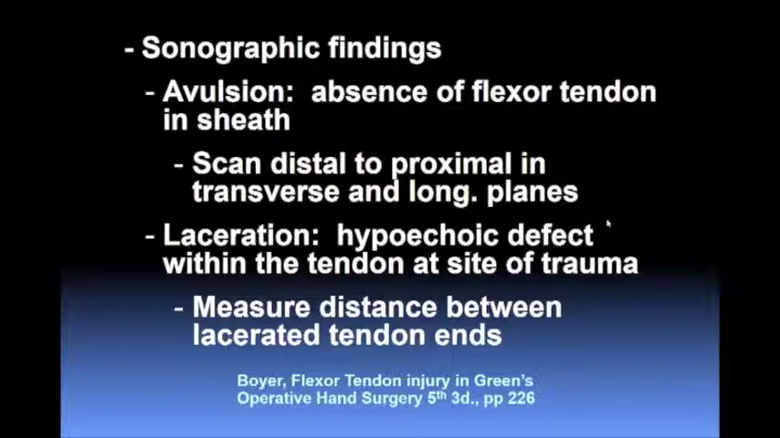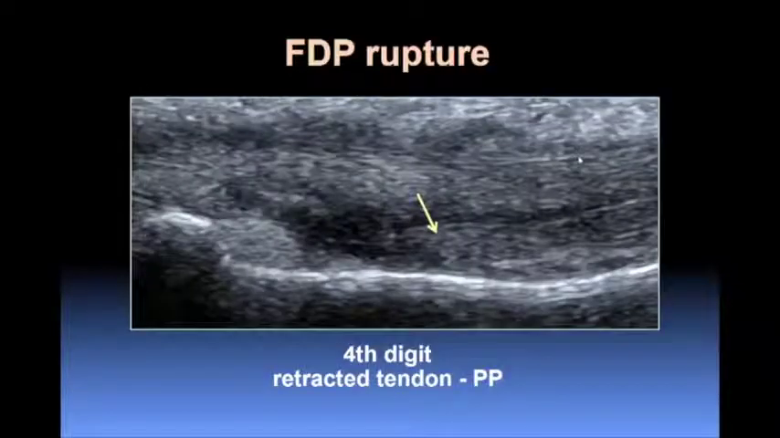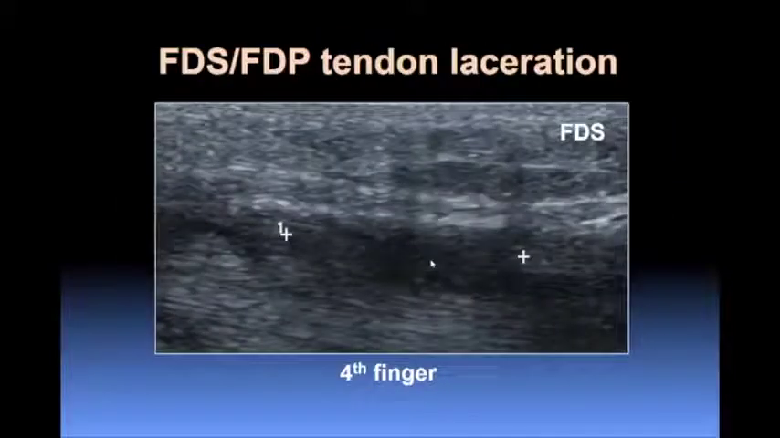Lacerations, you typically see a hypoechoic defect within the tendon at the site of trauma. And it's helpful to the surgeons to measure the distance between the lacerated tendon ends. So here's a flexor digitorum profundus rupture. You can see the tendon is back here. This is the fourth digit, and it's back over the proximal phalanx, which is sitting here, so we could let them know exactly where it was.